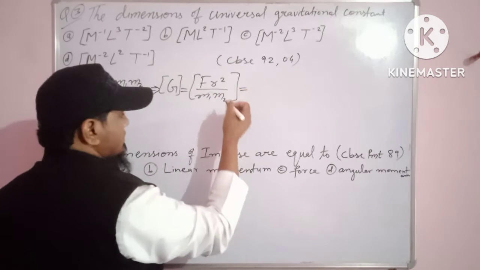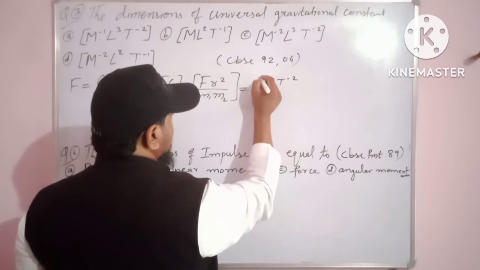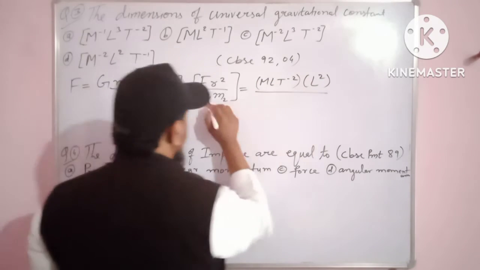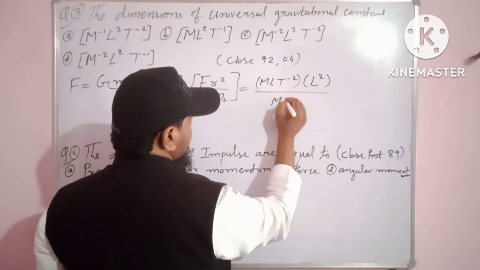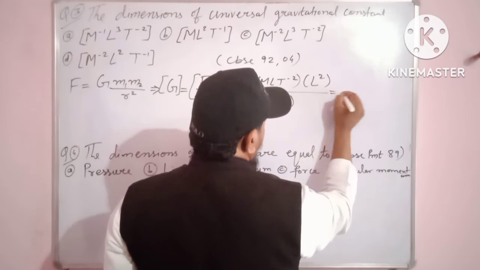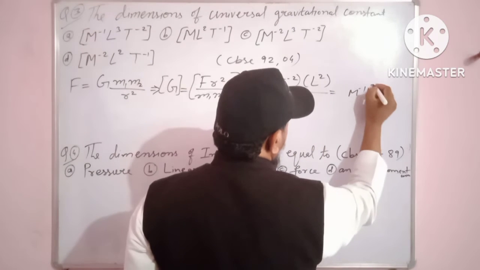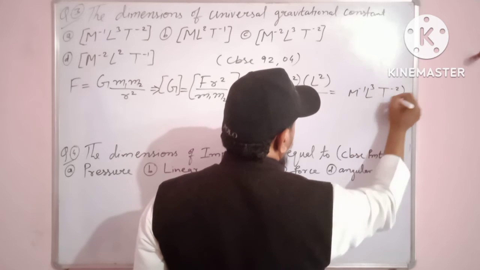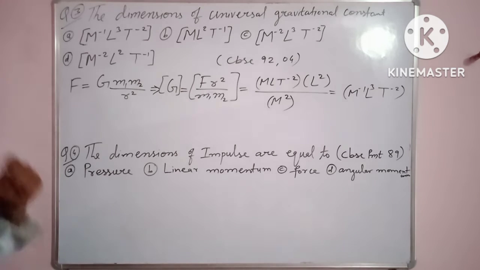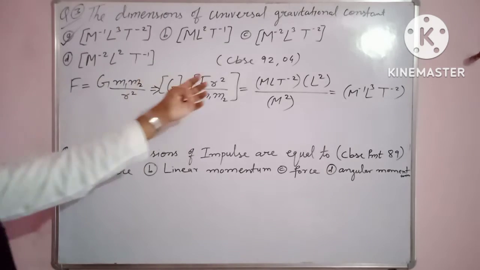I already told that, remember the dimensional formula for force, M L T power minus 2, that is mass into acceleration. Then dimensions of r square means L square, where r is the distance between the two masses, and dimensions of mass is M, so m into m. What you will get? M power minus 1, then L cube, and T power minus 2: M power minus 1 L cube T power minus 2. Which option is correct? Option A is correct. This is also very simple, and it has been asked 2 times.